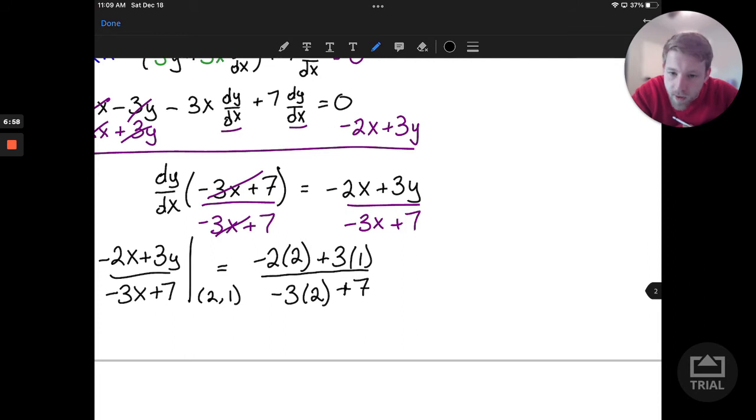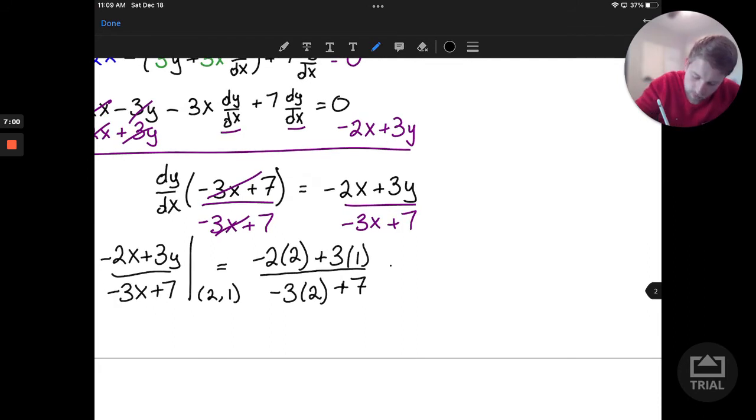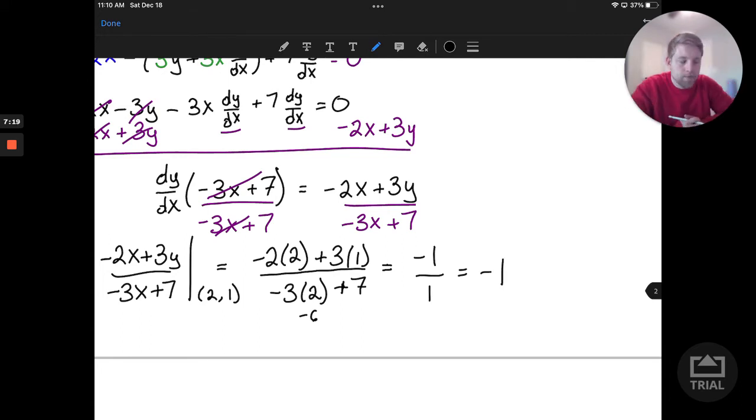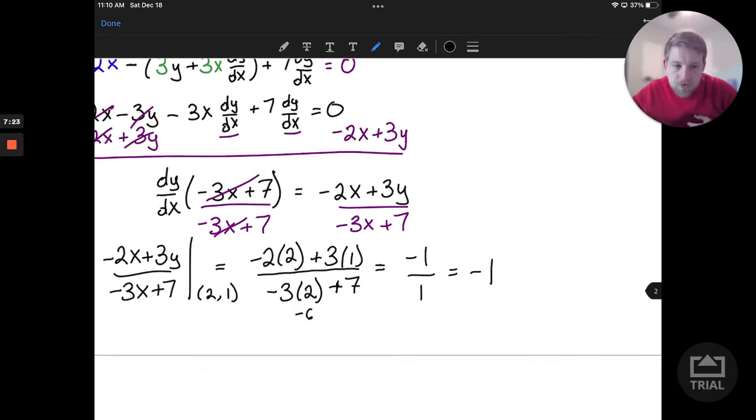Looking at the numerator, it looks like we'll have a sum there of negative 4 plus 3, negative 1. And it looks like we'll also have a positive 1, with negative 6 and 7 in the denominator. So our slope here is just going to be negative 1. So that's our tangent slope.